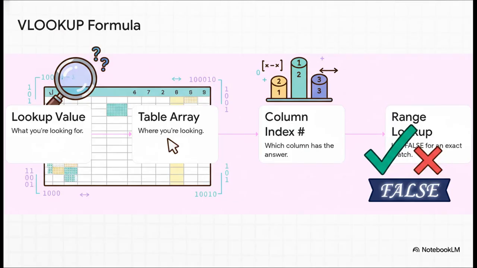A VLOOKUP formula is really just built on 4 simple questions. First, what are you looking for? Second, where are you looking for it? Third, which column has the answer you want? And finally, the fourth and most important question, do you need an exact match? And that last part is so crucial. 99% of the time, you're going to use FALSE here to make sure you get a perfect match.